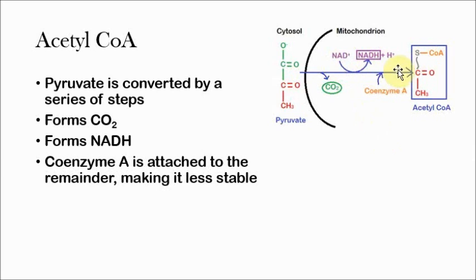Now, this acetyl CoA is very unstable. It can easily react with other compounds, and that's the function of that coenzyme A, to make it unstable. And so now that it's unstable, it can go into the citric acid cycle, which is what we're going to be talking about next.